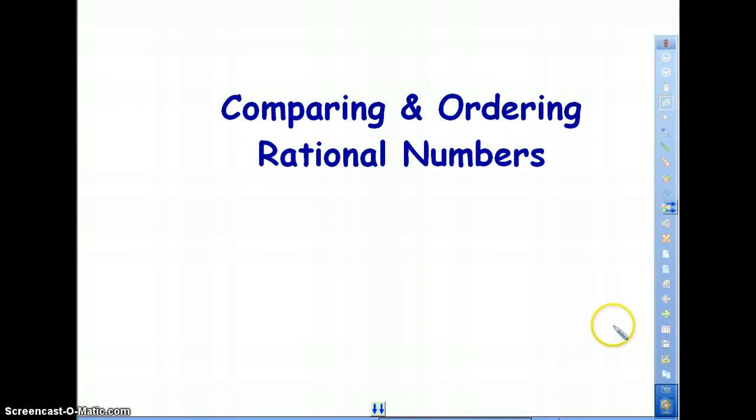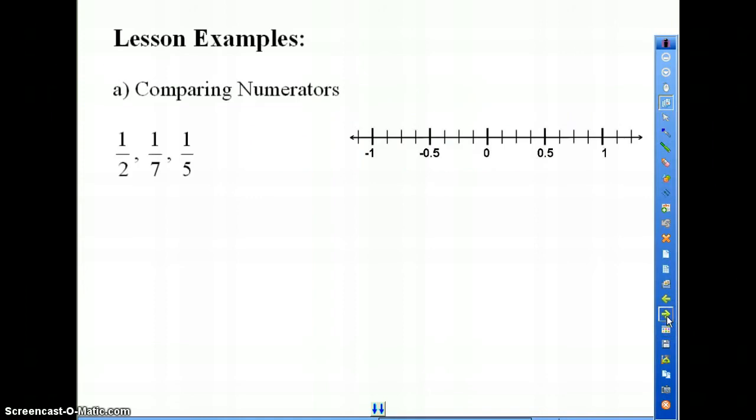Okay, so let's summarize what we've learned so far about comparing and ordering rational numbers. For our first example, we're going to compare these three fractions, and let's take a look at the numerators. The numerators are all the same. Since the numerators are all the same, I know the smaller the denominator, the bigger the piece. The bigger the denominator, the smaller the piece.